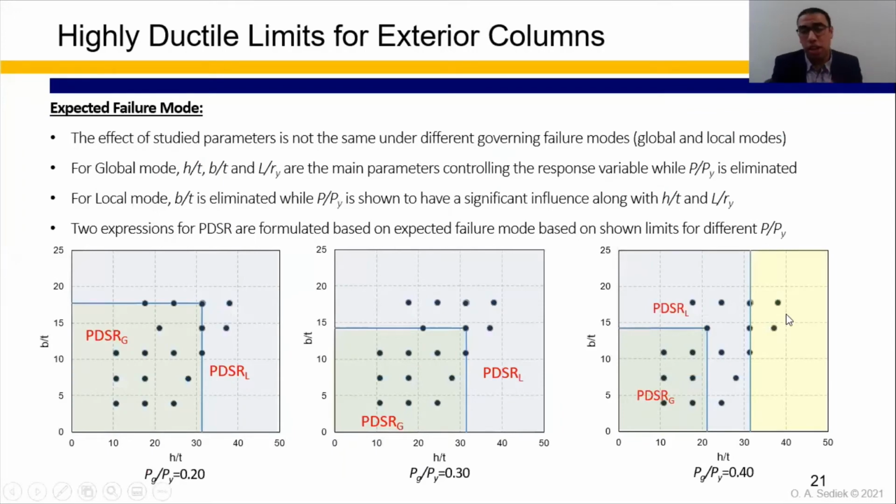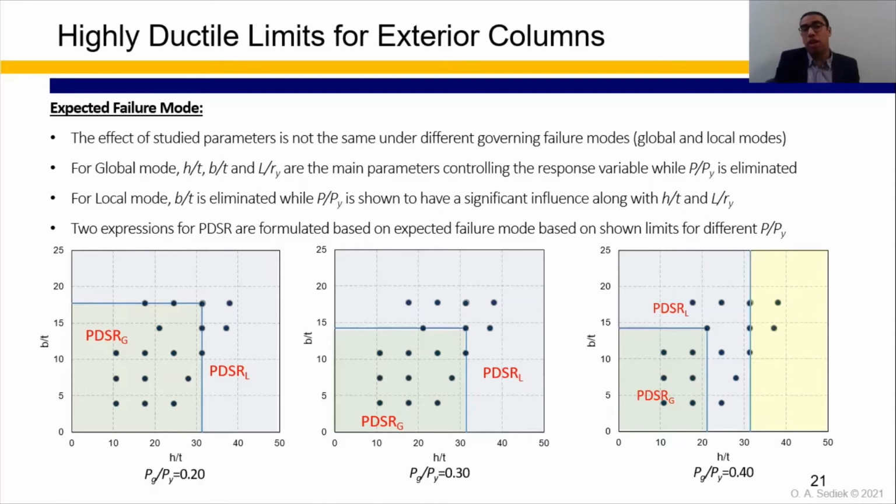For exterior HSS columns, we did the same thing, but as I mentioned at the beginning, BDSR is the performance parameter related to the axial capacity of exterior columns, and we found that the effect of the studied parameters is not the same for different failure modes. So we have two failure modes, a global failure mode and a local failure mode. A global failure mode means that the column fails globally in a global buckling mode, while local failure mode means that there is a severe local buckling that happens at the plastic hinge regions of the columns, and the column fails in a local mode at the end.